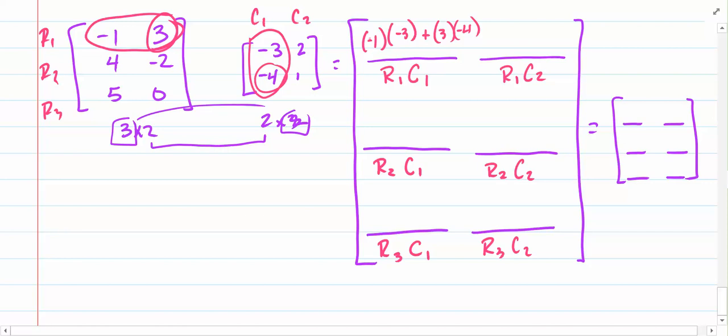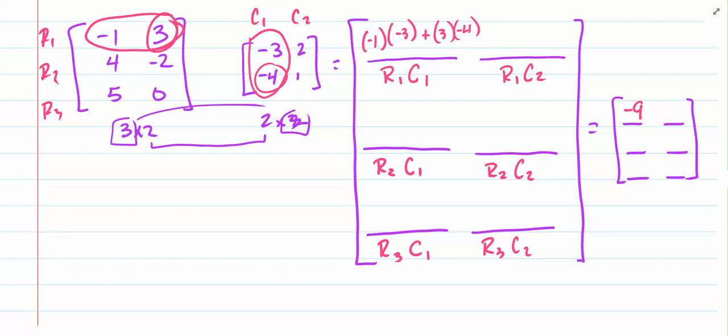So how much is -1 times -3? That's 3. And then how much is 3 times -4? -12. So what's -12 plus 3? -9. And that's what goes over here. That's how it makes it to the answer over there. It's not hard. It's just funky, right? You just got to keep track of what you're doing, okay?